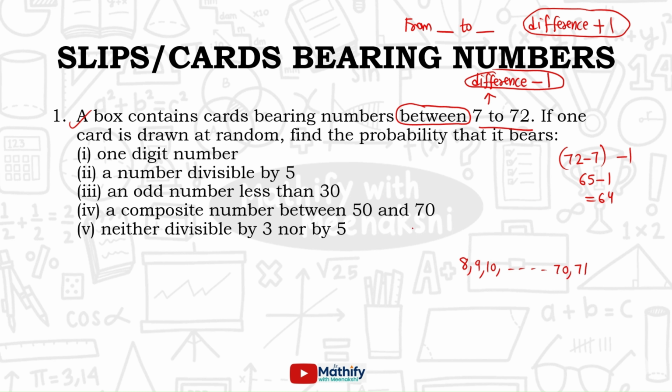Now, one digit number we have only two, that is 8 and 9. So answer is 2 by 64. You can write 1 by 32. Second, number divisible by 5.